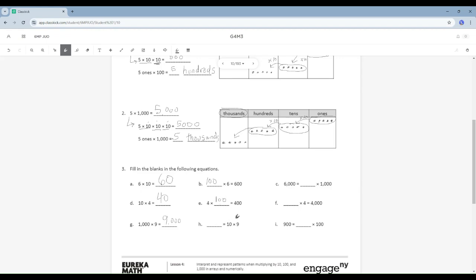Something is equal to 10 times 9, so 9 times 10 is equal to 90. 6,000 is equal to something times 1,000, so how many objects would be in a group if I have 1,000? And that would be 6. 6 times 1,000 is equal to 6,000. Something times 4 is equal to 4,000. That would be 1,000. And 900 is equal to something times 100. So I would multiply 100 by 9 to arrive at 900.